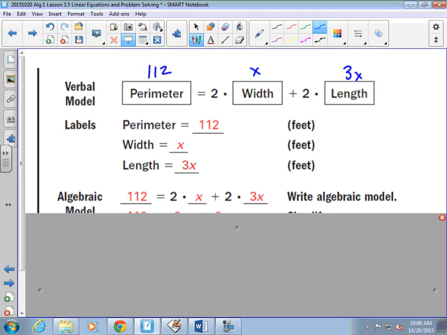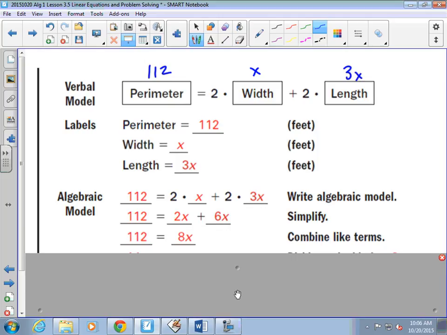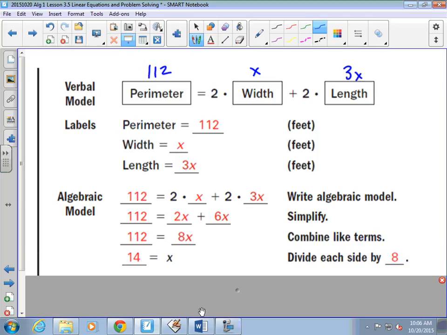And that's what they have on the next line. So 112 is equal to 2 times x plus 2 times 3x. So multiply next. 2 times x gives you 2x. 2 times 3x gives you 6x. So now you have something that simply says 112 is equal to 2x plus 6x. Those are 2 like terms you can combine. You can combine 2x and 6x and get 8x. So 112 is equal to 8x. And then we know how to get x by itself. We divide each side by 8. And when you divide each side by 8, x's value is 14.